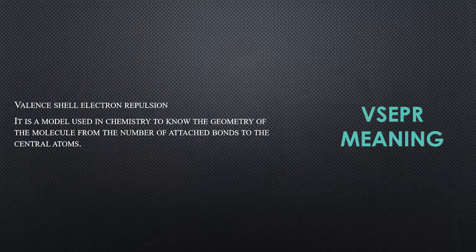First of all, VSEPR stands for Valence Shell Electron Pair Repulsion, but it's commonly known as VSEPR theory. Briefly, it's a model used in chemistry to know the geometry of the molecule from the number of attached bonds to the central atom. So it's something nearly like the Lewis structure, but in a 3D model, and its purpose is to know the geometry of the molecule.